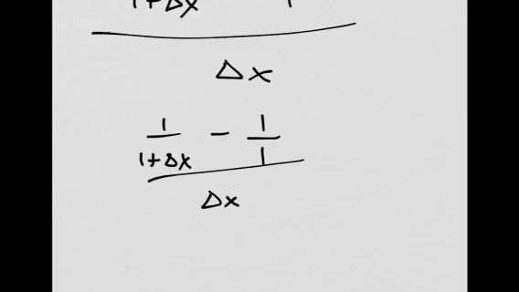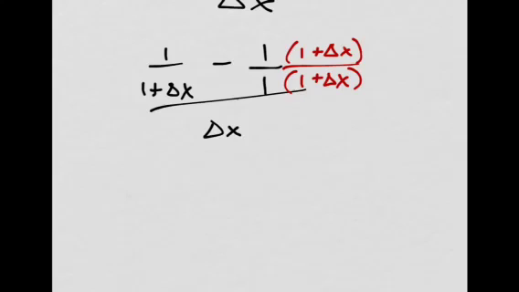The only thing that I can think of right now is getting a common denominator in the top. So I'll do that by multiplying both the top and bottom by 1 plus delta x. Right? That's just multiplying by 1. This is just the quantity 1. It's a fancy way of saying that. And what do we have?